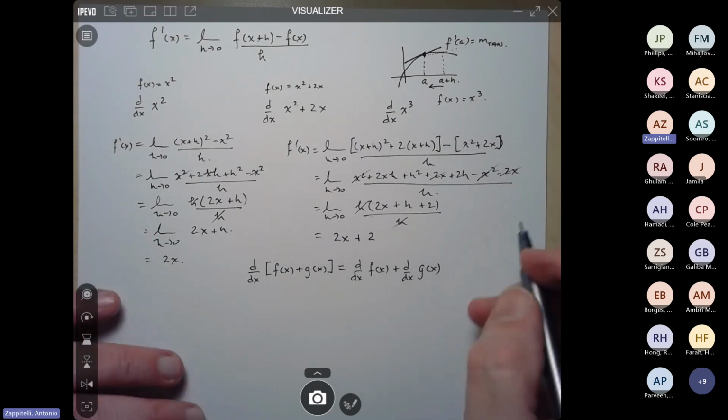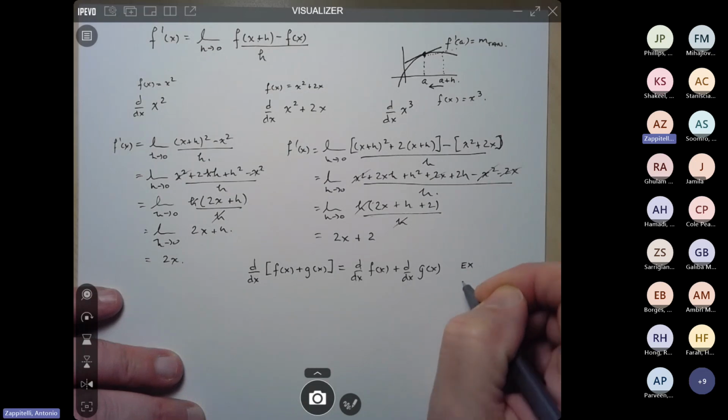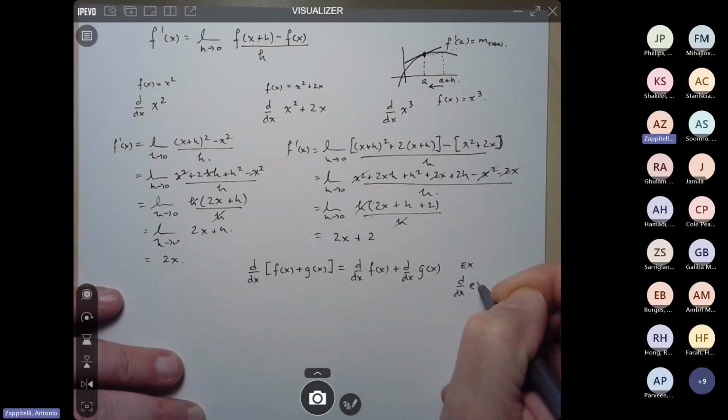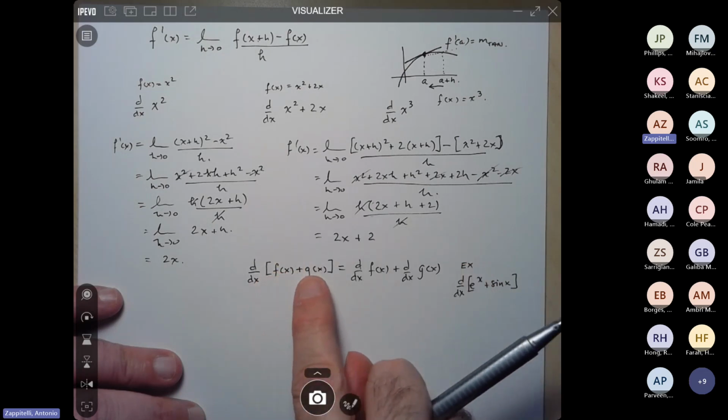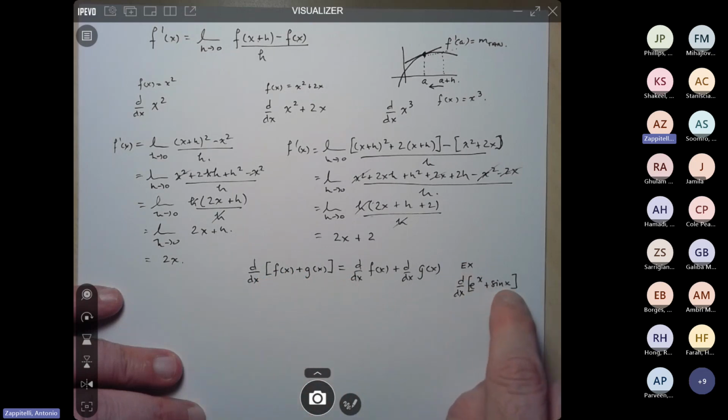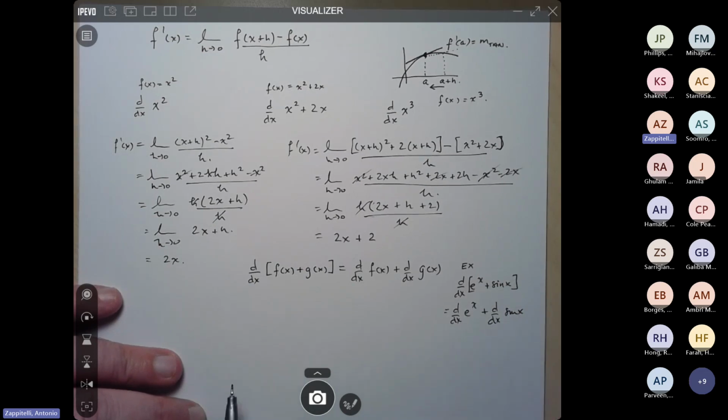Because as an example, let's say I was taking the derivative of e to the x plus sine x, two derivatives that you would have learned how to find in the last unit. You know how to take the derivative of e to the x. You know how to take the derivative of sine x. Now with this rule, how do I take the derivative of the sum? I just take the derivative of e to the x, and I can add it to the derivative of sine x. And these are two simpler derivatives that I know how to take.